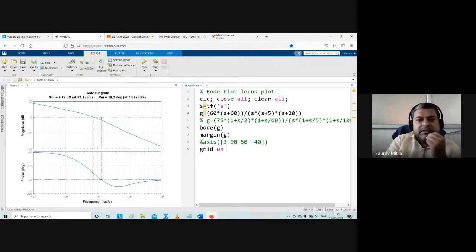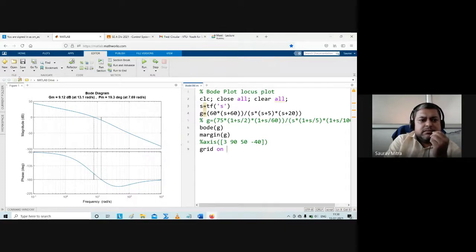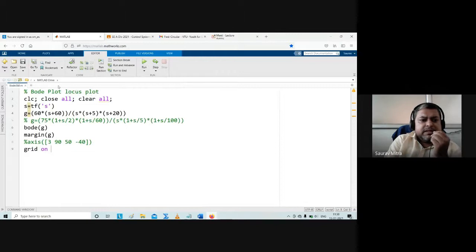Now I've increased the value of this gain, and I'll be finding that there will come a certain frequency at which... okay, so I made it 60.